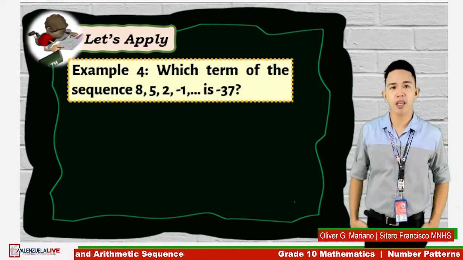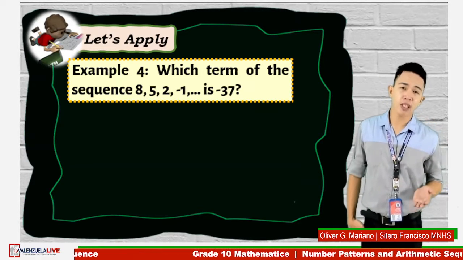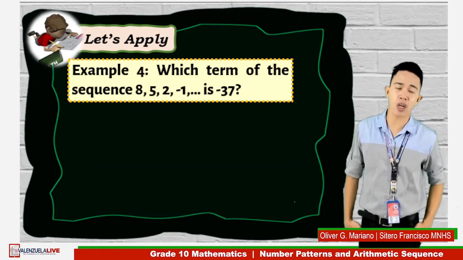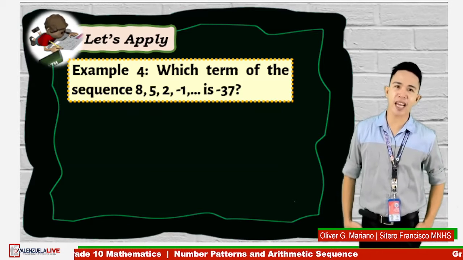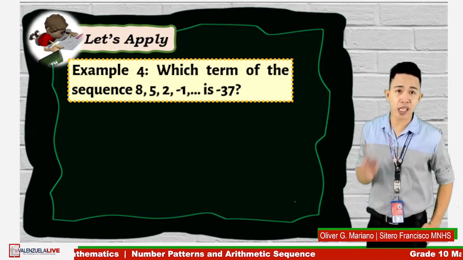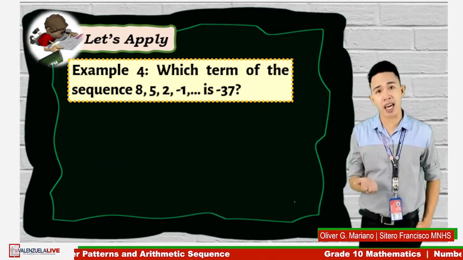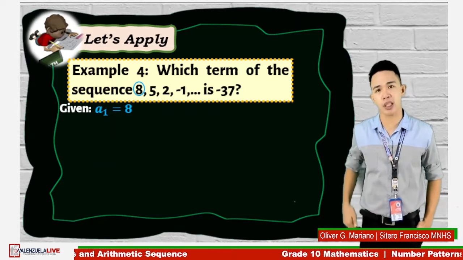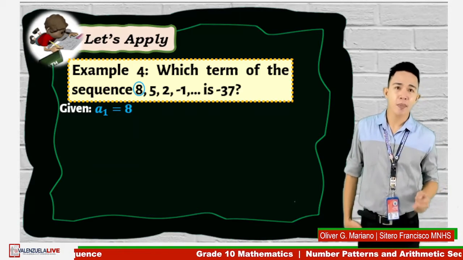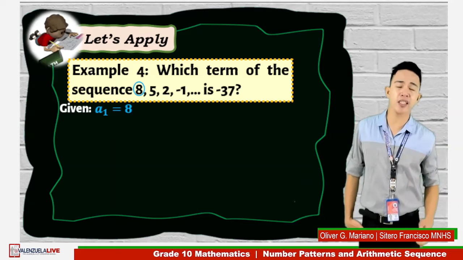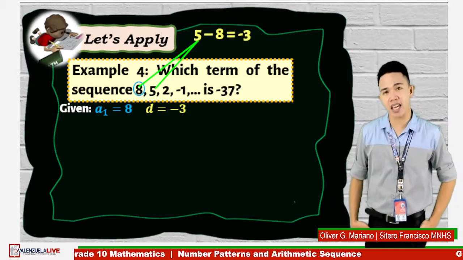Example number 4. Which term of the sequence 8, 5, 2, -1, and so on is negative 37? Let's identify the known values in the problem. What is the first term of the sequence? You're right, it is 8. If we examine the terms, we can say that the common difference is negative 3. Now, what does negative 37 refer to?